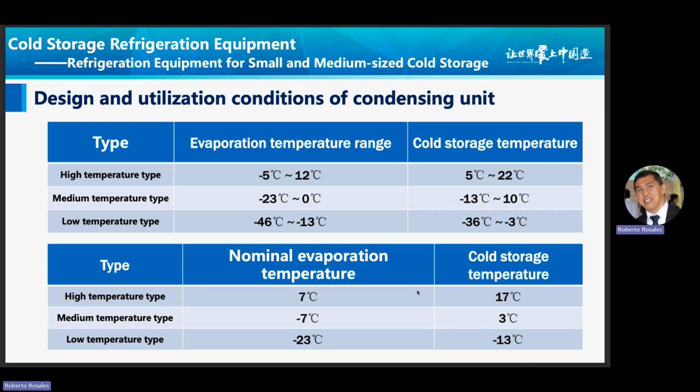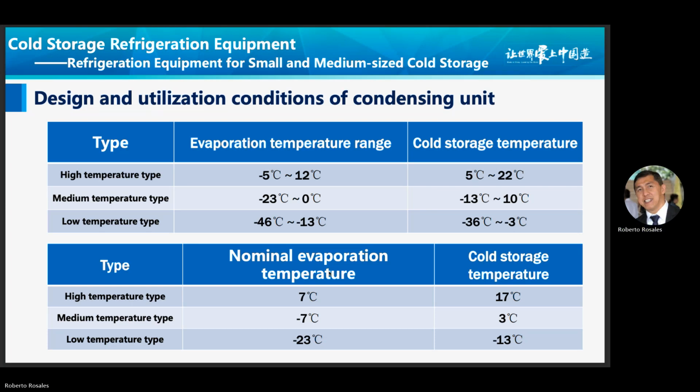The design and utilization condition of the condensing unit, from evaporation temperature range and cold storage temperature: for the high temperature type, you have an evaporation temperature of -5 to 12 degrees C and a cold storage temperature of 5 degrees C to 22 degrees C. For the medium temperature type, you have -23 degrees C to 0 degrees C and a cold storage temperature of -13 degrees C to 10 degrees C. For the low temperature type, you have -46 degrees C to -13 degrees C, and a cold storage temperature of -36 degrees C to -33 degrees C.